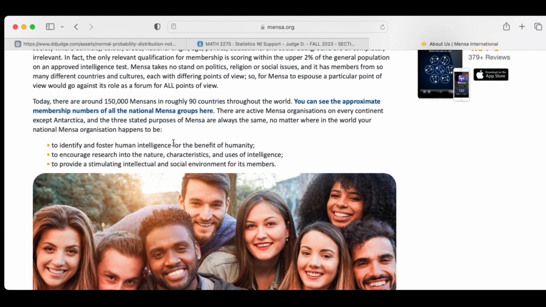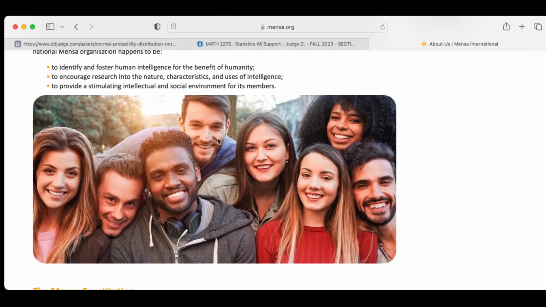Okay. And what do they also want to do? To encourage research into the nature, characteristic, and uses of intelligence. Okay. To provide a stimulating intellectual and social environment for its members. So these are people that want to have a stimulating environment. They get together, they hang out, they talk about Mensa things, whatever. And these are super smart people. You need to have an IQ in the top what? 2%. Okay, you with me on that? You guys okay with that idea?